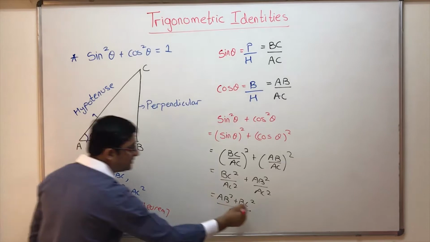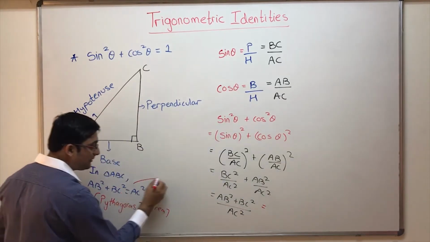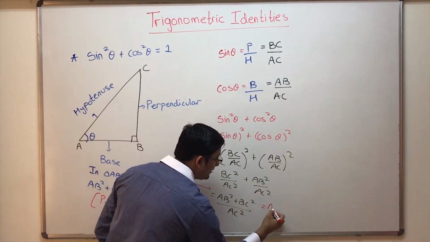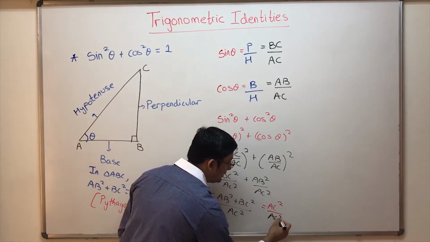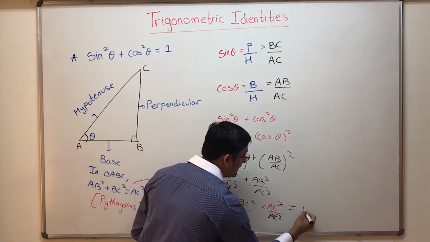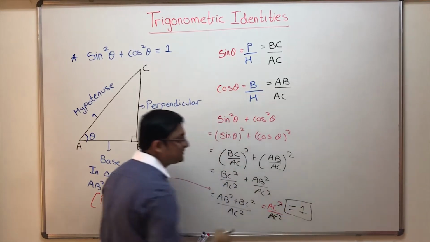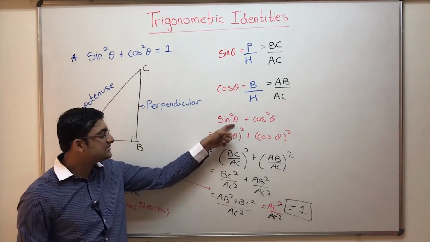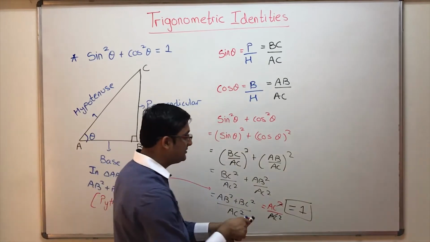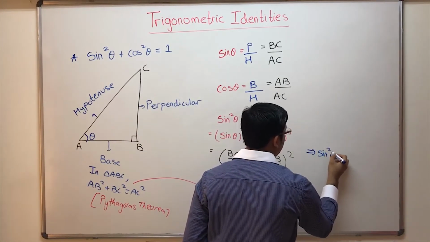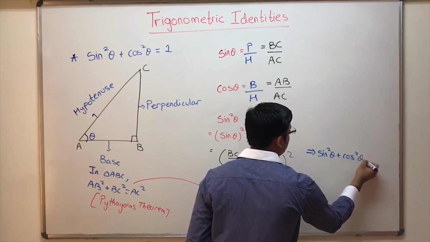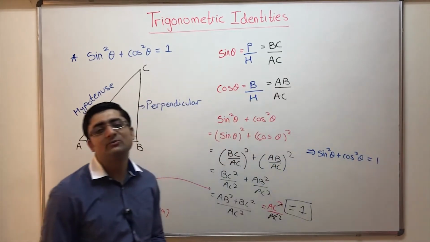So we have AB square plus BC square. So AB square plus BC square is equal to AC square. So we get AC square upon AC square. AC square divided by AC square, that is equal to 1. Is this clear? So basically we have shown that sine square theta plus cos square theta is equal to 1. So this implies sine square theta plus cos square theta is equal to 1. So this is how you prove this identity.